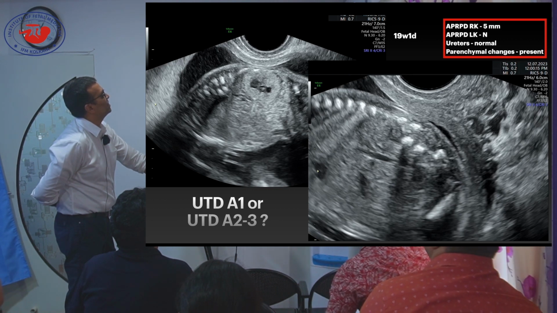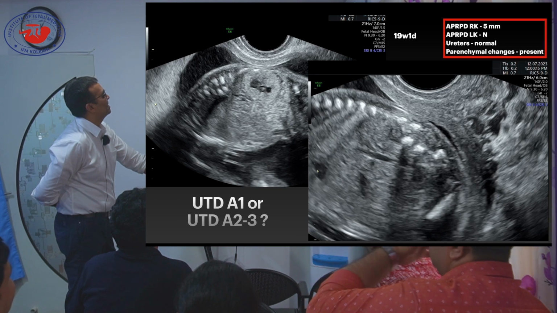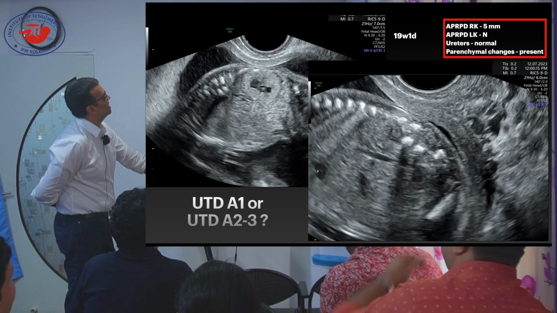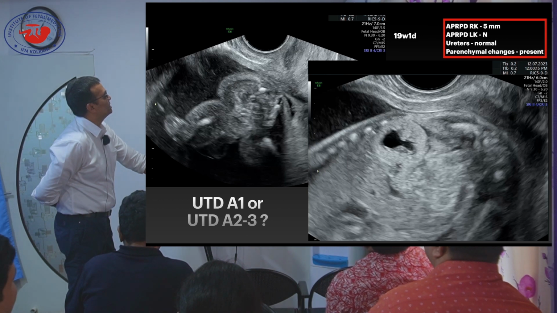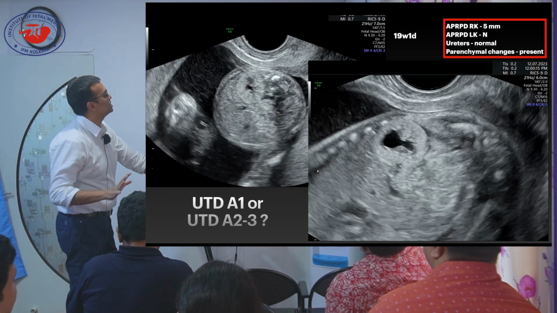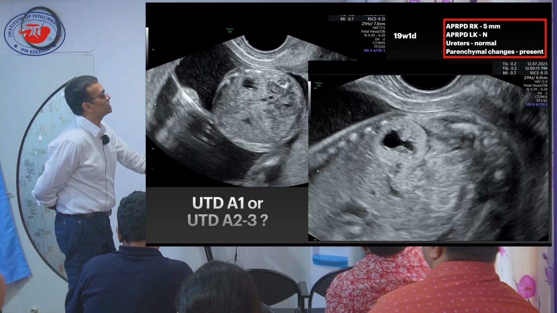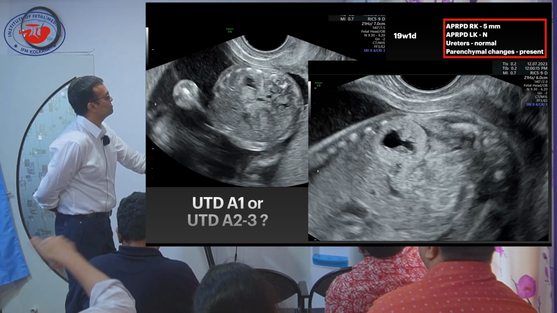So it is UTD A1 or 2 to 3. So shall we wait and again do the scan, because 5 is again, yes. So this is basically a normal kidney. I mean, the parenchyma is normal, but just because of the TVS it shows accentuated. One of the kidneys is looking less echogenic than the other. Both should be looking echogenic, na, if doing TVS.